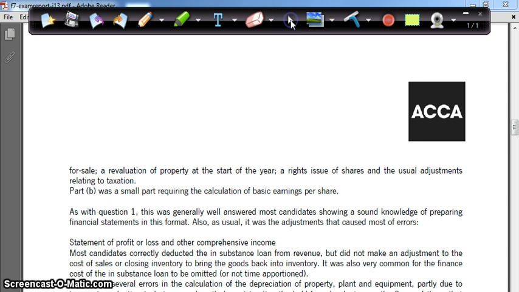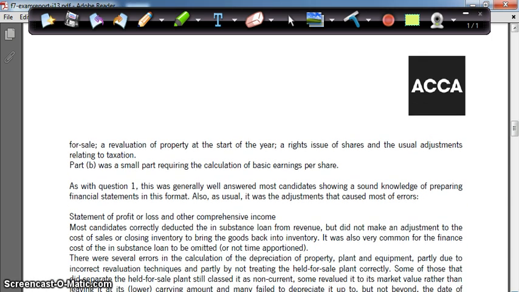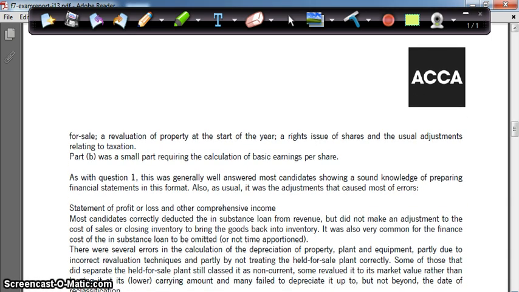For the statement of profit and loss, the examiner says that a lot of people did pick up on the fact that in essence the sale and repurchase was a loan. The issue came whenever they were adjusting, so they maybe made just one adjustment rather than all the adjustments. The loan was deducted from the revenue, but the adjustment to the cost of sales or the closing inventory was not done, so they were skipping certain steps. Whenever you're making an adjustment, no matter what it's for, try and think of all the impacts it can possibly have, so that the loan is going to affect your profit and loss, and then also your balance sheet.